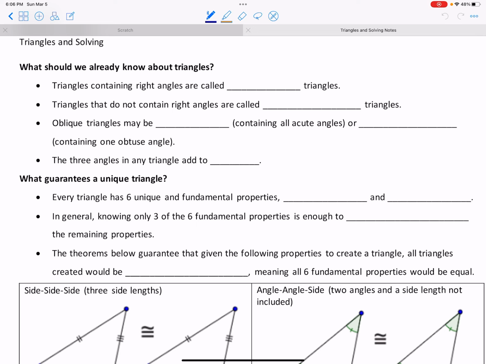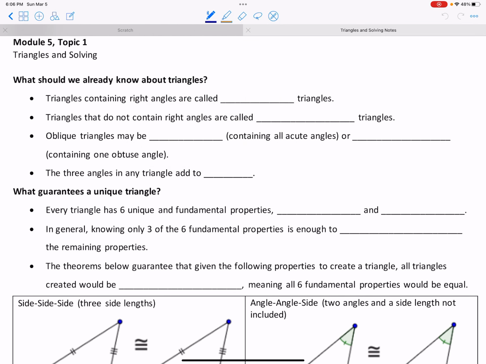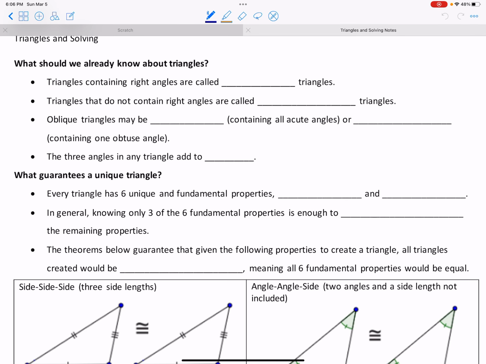So before we get into the solving and the fun stuff, a couple things we should know about triangles up to this point. First, if we have a triangle that contains a right angle, we should know that that is called a right triangle. So triangles containing right angles are called right triangles.